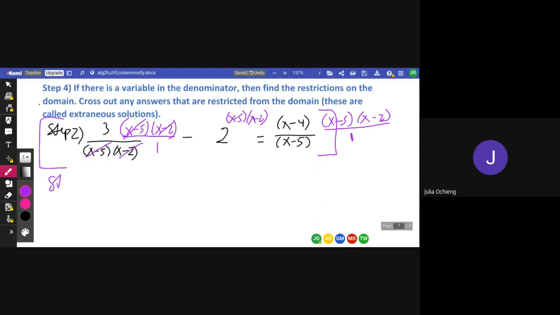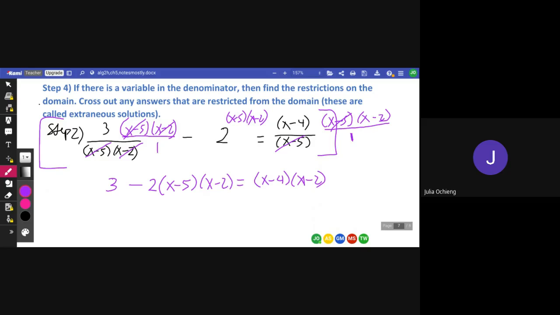And this is the solving. This is step 2. So 3. And then here, nothing gets canceled out because there's no denominator. So it's just going to be 2 times x minus 5 times x minus 2. Here, the x minus 5s get canceled out. So it's x minus 4 times x minus 2.